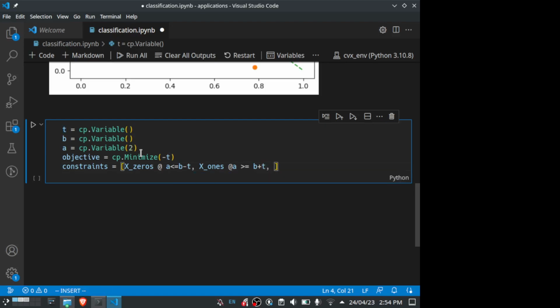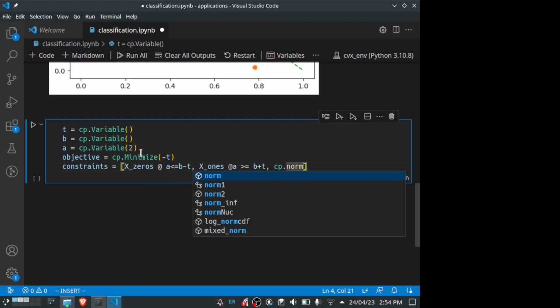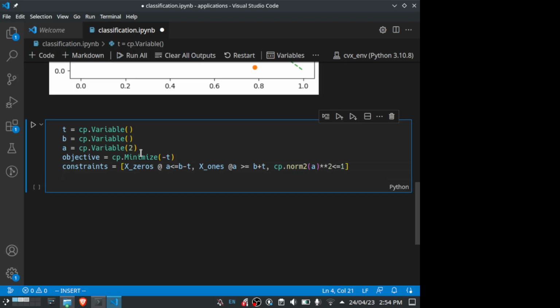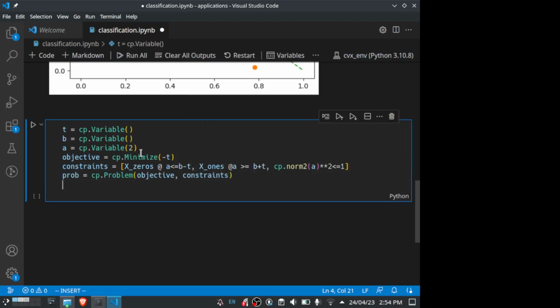Other constraints? The norm of a squared should be less than or equal to 1. Is that it? The problem has vector constraints.